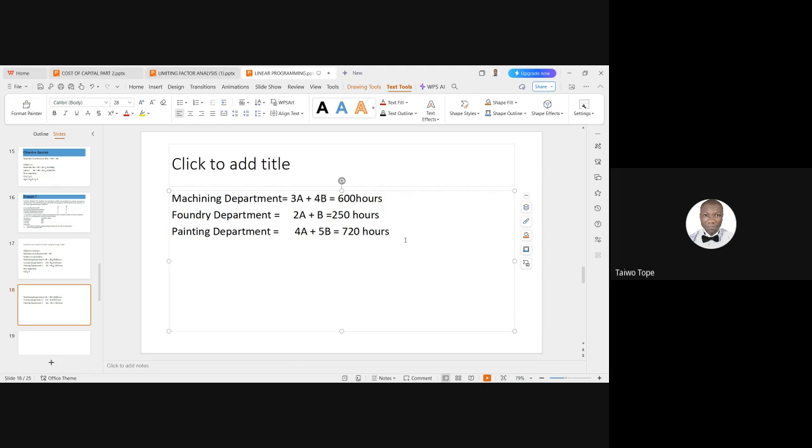Now, for you to solve graphically, we have three equations here: machining department, foundry department, painting department. To solve graphically, start with the machining department. We have this equation: 3A plus 4B equal to 600.